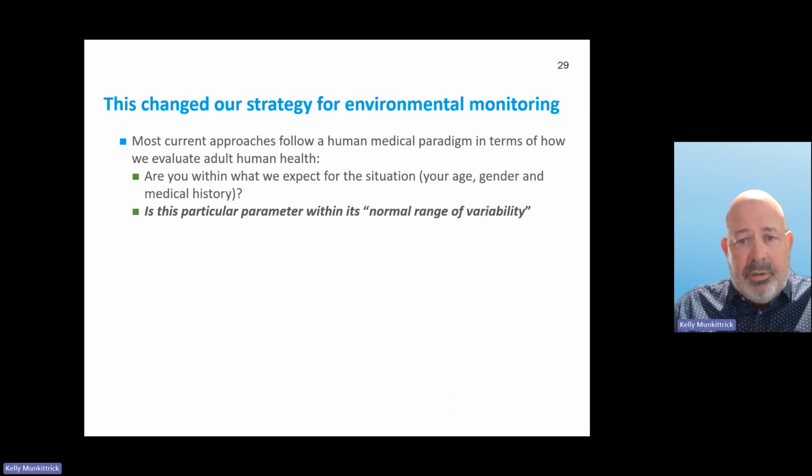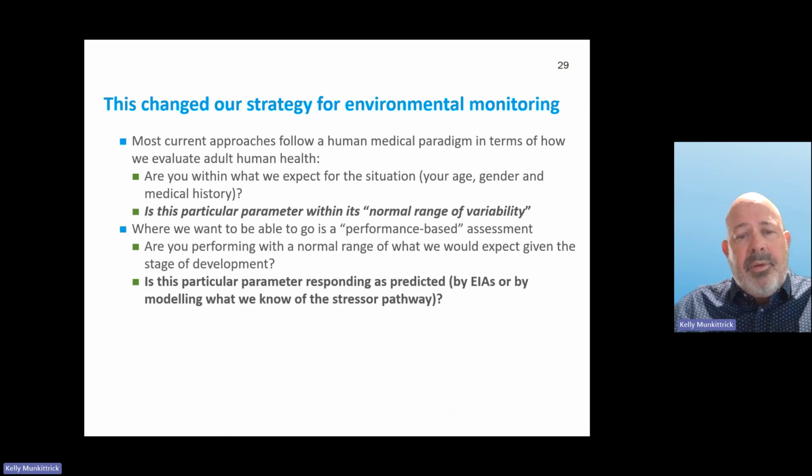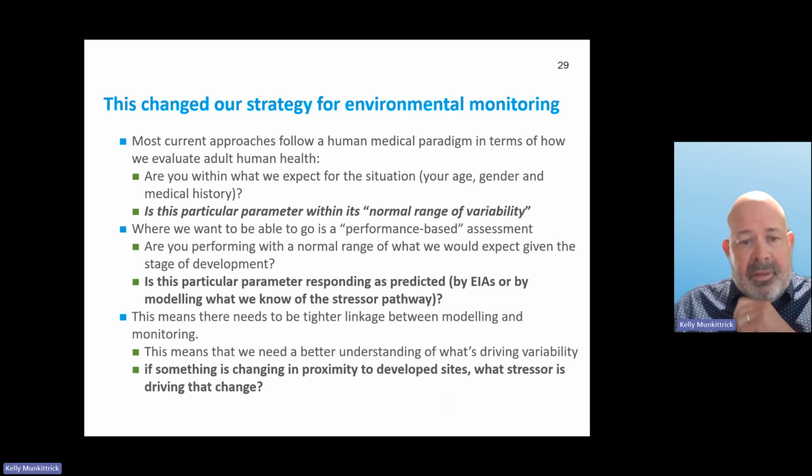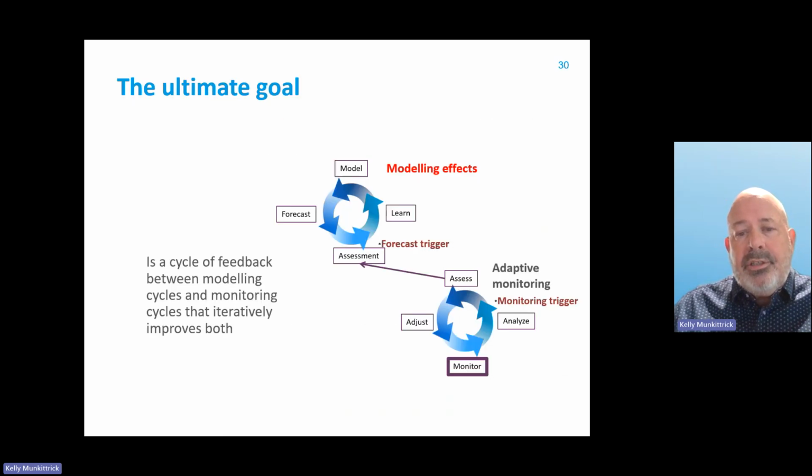I mentioned that most current approaches follow a human medical paradigm, which asks, is your parameter within its normal range of variability? And where we want to go is a performance-based assessment. Are you performing within the normal range of what we would expect given the stage of development? Is this particular parameter responding as predicted by EIAs or by modeling what we know of the stressor pathway? This means there needs to be tighter linkage between modeling and monitoring, and we need a better understanding of what's driving variability. If something is changing in proximity to developed sites, what's driving that change?